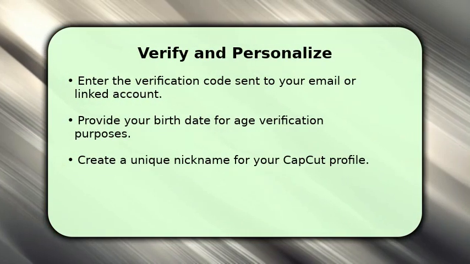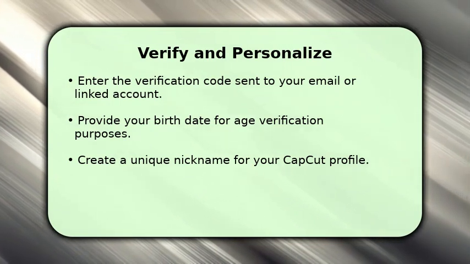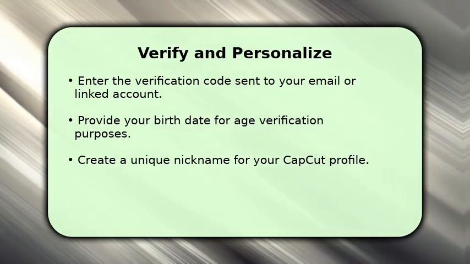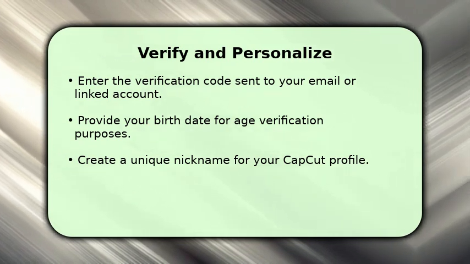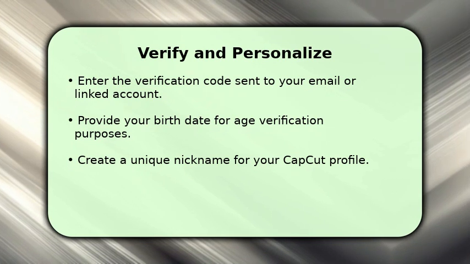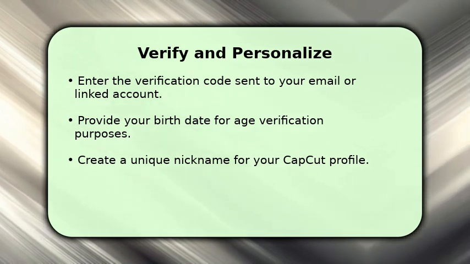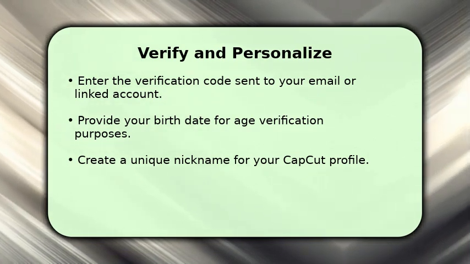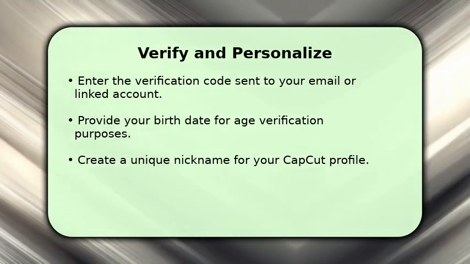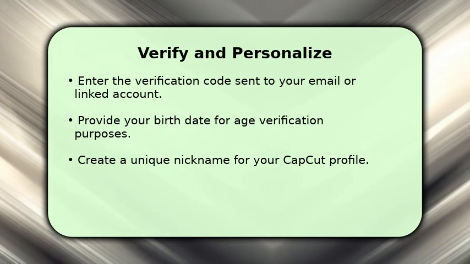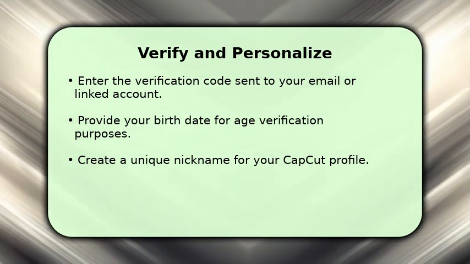After choosing your sign-up method, you'll likely receive a verification code via email or through your linked social media. Enter this code accurately to confirm your identity. Next, you will be prompted to enter your birth date for age verification, and then create a unique nickname for your profile. This nickname is how others will see you within the Capcut community.